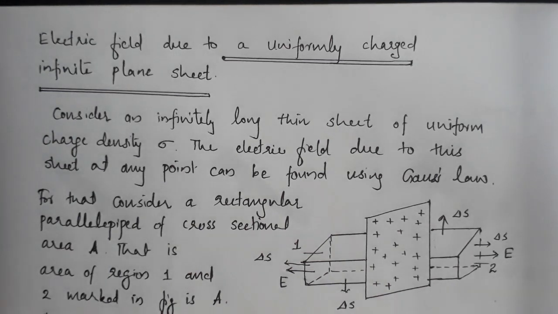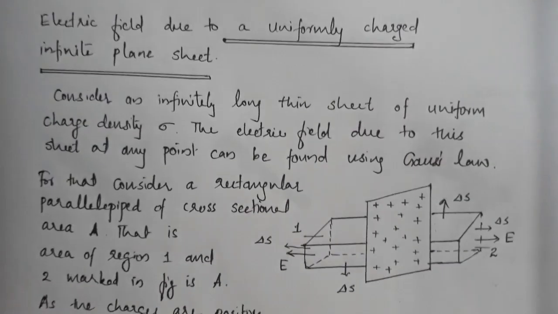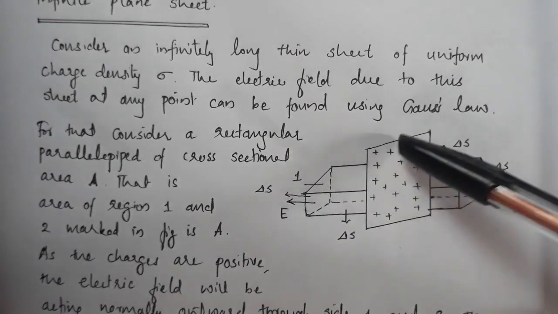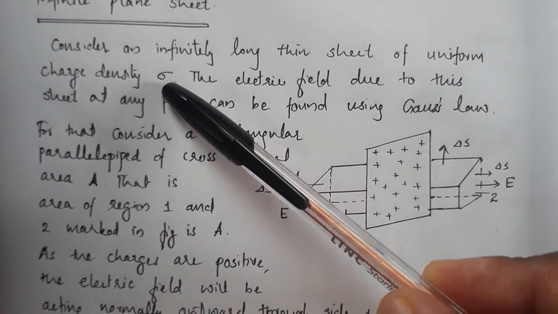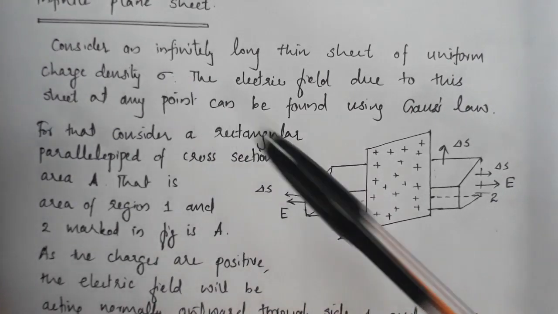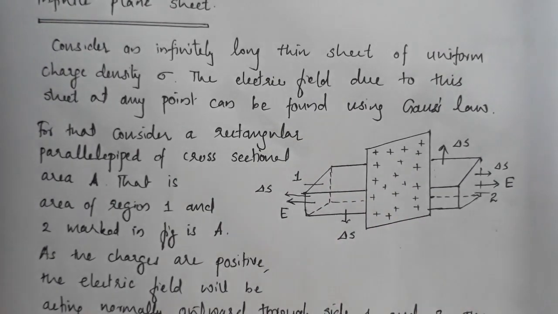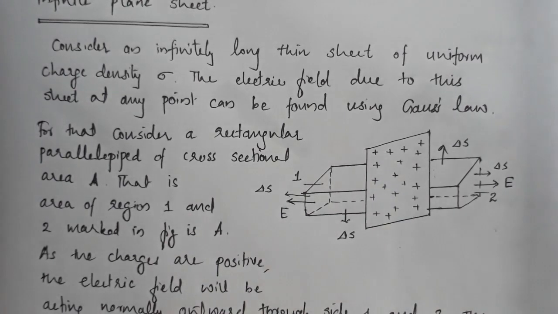We have seen Gauss's law's application number 1, that is infinitely long straight conductor. Now we are going to the second application, that is electric field due to a uniformly charged infinite plane sheet. So we have a plane sheet, and this is that plane sheet with the charges positively charged with surface charge density sigma. So sigma is the charge density here, as it is over the surface. We are going to find the electric field due to this sheet.